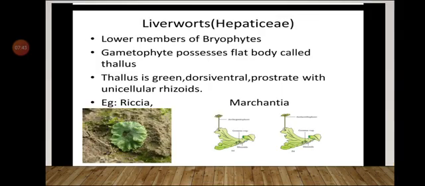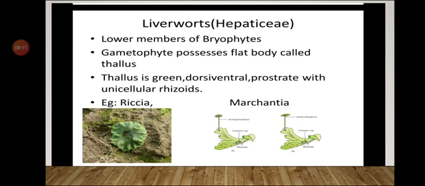First one, liverwort. It is known as Hepaticae. Liverworts are lower members of bryophytes. They are the first members of bryophytes, which are not well developed. Lower members means they don't have well developed organs.